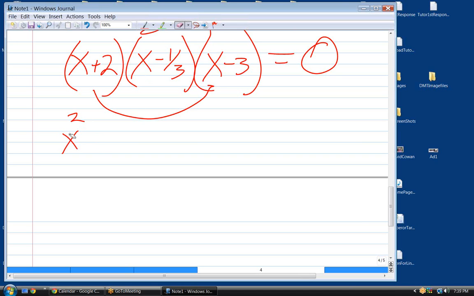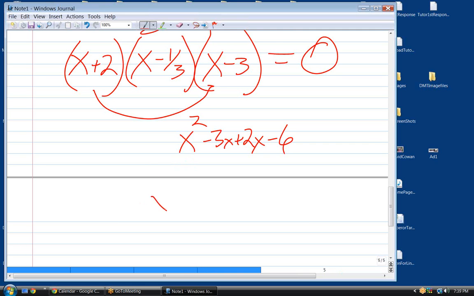minus 3x plus 2x. The last term is the 2 times the minus 3, minus 6. Okay, and then simplify this. So, x squared minus x minus 6. Good. So now we want to multiply that by x minus 1/3.